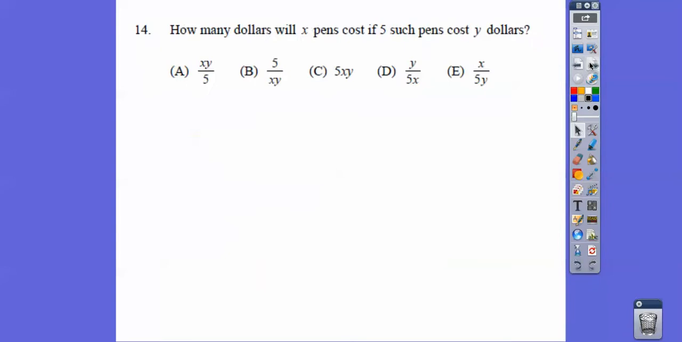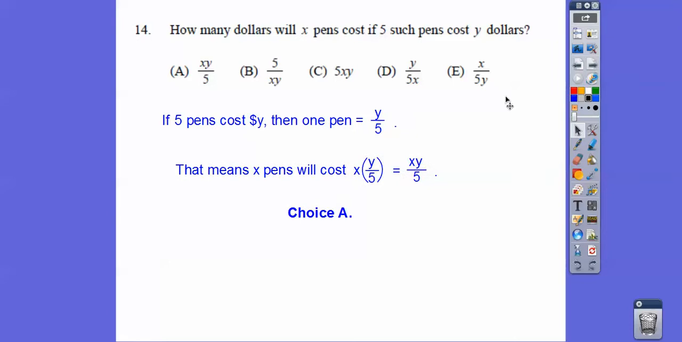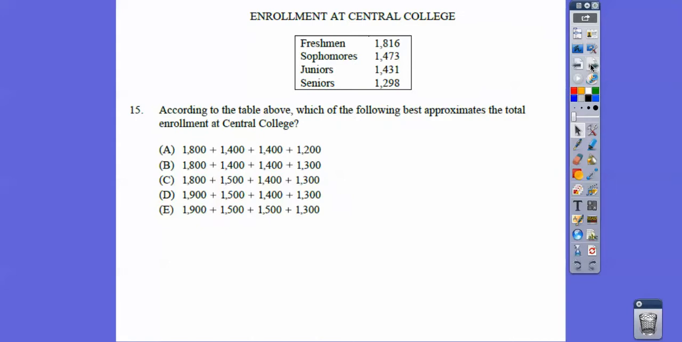All right, so the next one here: how many dollars will X pens cost if 5 such pens cost Y dollars? Okay, well, if 5 pens cost Y dollars, then one of those pens, just think of 5 pens equals Y dollars. So divide both sides by 5, and 1 pen costs Y over 5. So X pens is going to be X times Y over 5, which is XY over 5, which is choice A.